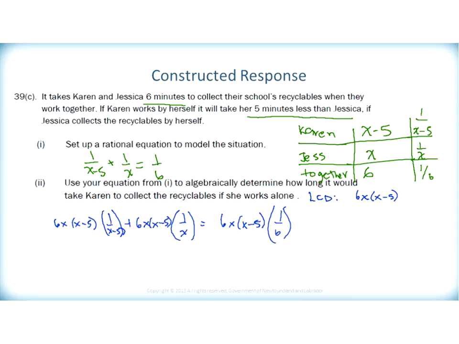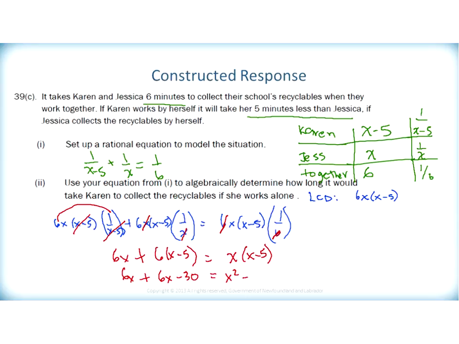Now we have some common factors that we can cancel to eliminate the fractions. So we have x subtract 5, x subtract 5. That means we're going to multiply 6x by 1. We have an x and an x, so we're going to multiply 6 times x subtract 5 by 1. We have a common factor of 6, so we're going to multiply x outside of x subtract 5 by 1. So when we simplify, we will get 6x plus 6x subtract 30 equals x squared subtract 5x.